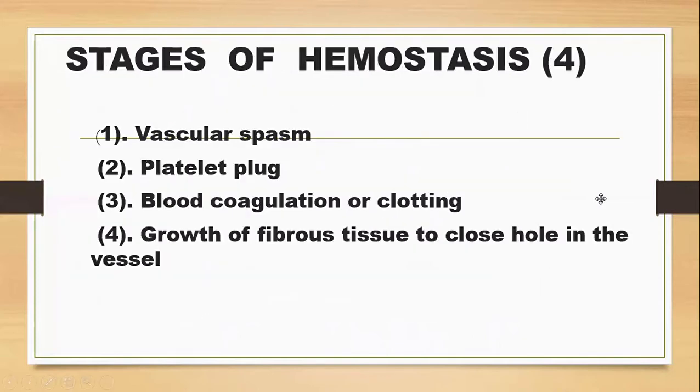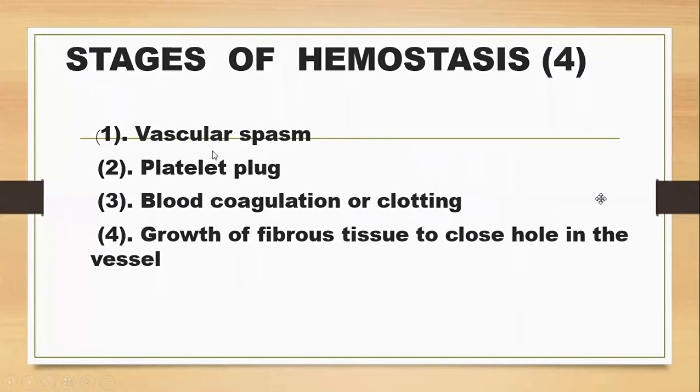So what are the stages of hemostasis? There are four. The initial stage is muscular spasm, then the formation of the platelet plug, then the blood coagulation or the clotting mechanism, and the last is growth of fibrous tissue to close the hole in the blood vessel. So these are the stages.